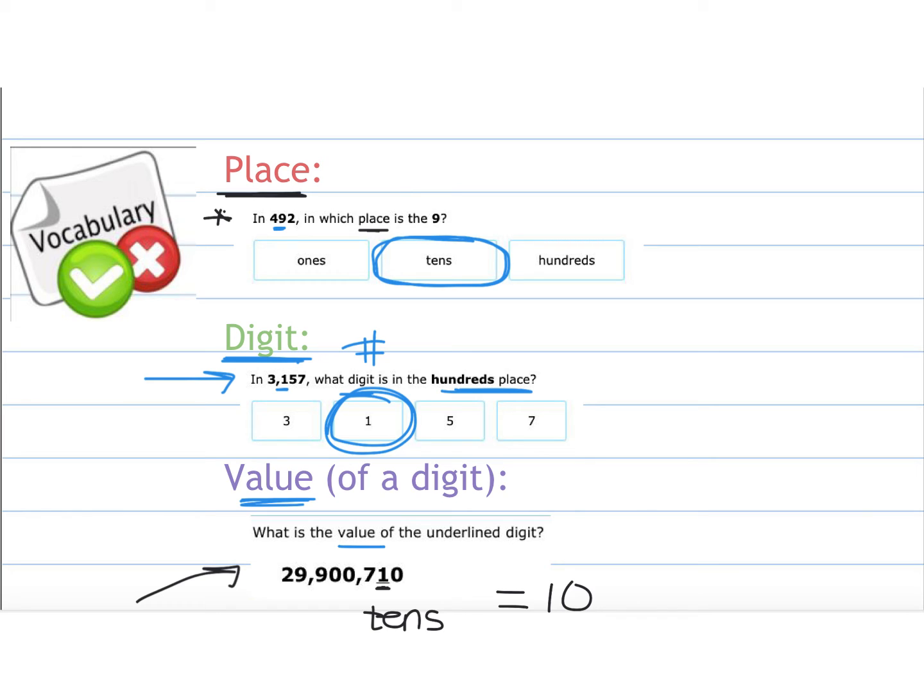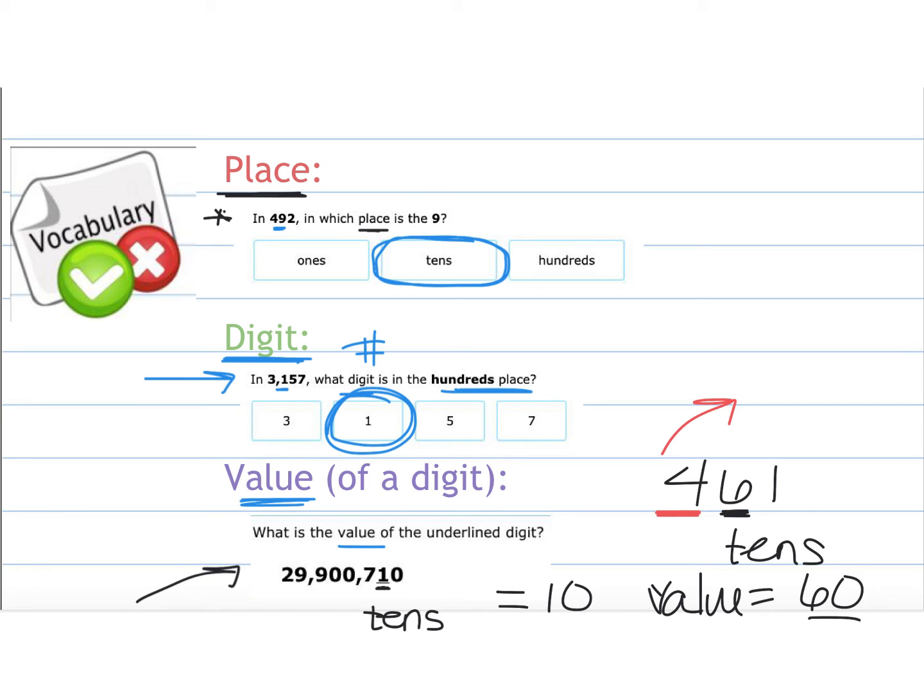So let's say we have 461, and we also want to know the value of this digit right here. Well, that's in the tens place, and there's 6 tens, so the value would be 60 because 6 tens is 60. The value of this 4 right here, it's the hundreds. So then there's 400, so the value then would be 400.